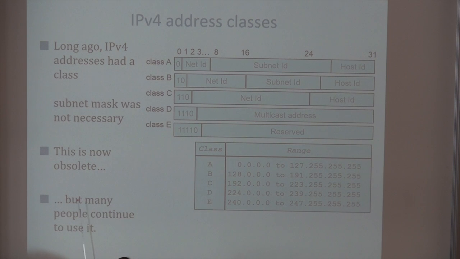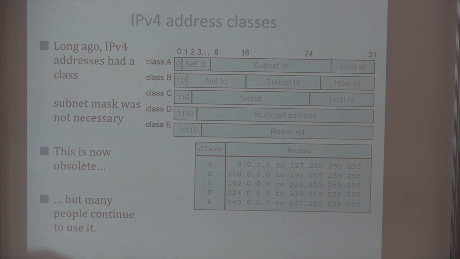So the idea is if you have a network at home in a small enterprise, you take the mask to be 24 bits. If you're a larger company, you take the mask to be 16 bits. That was done in '94, for example.